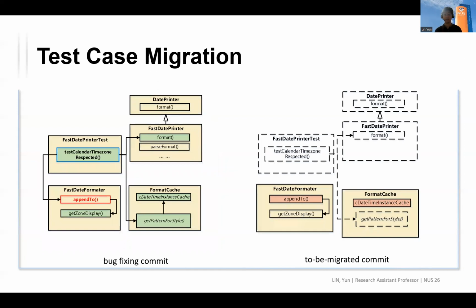By calculating the difference between the bug fixing commit and the to be migrated commit, we can know what dependency should and should not be migrated. For example, the element where the fix happens should not be migrated. Also, we will not migrate the dependencies which have already existed in the to be migrated commit, which is highlighted in red here.